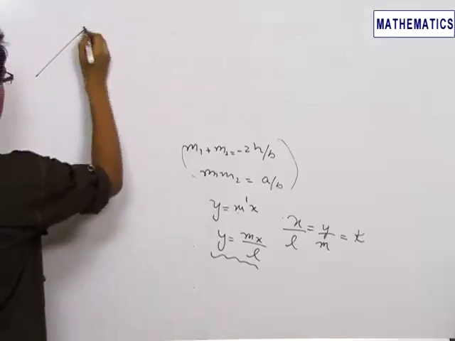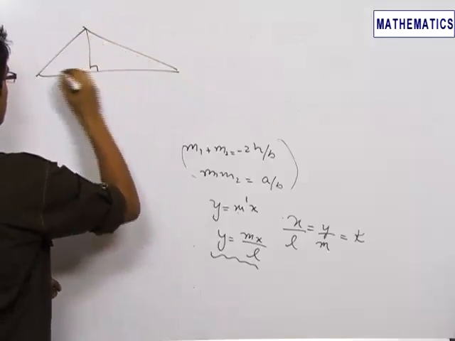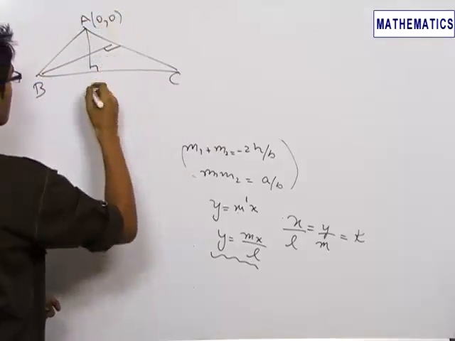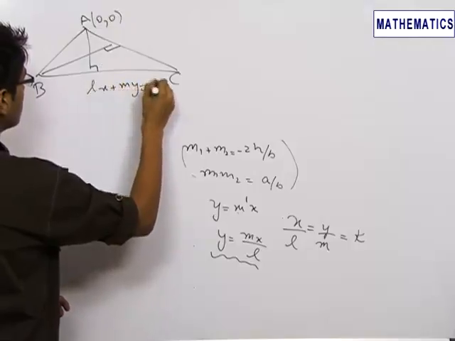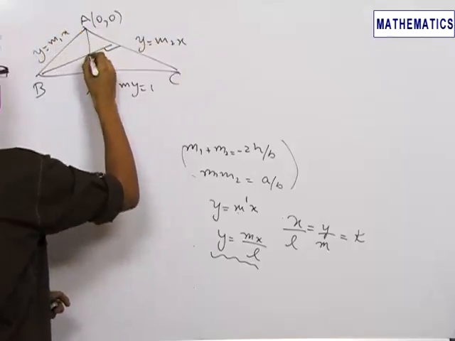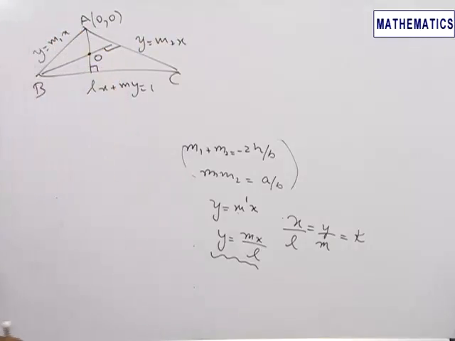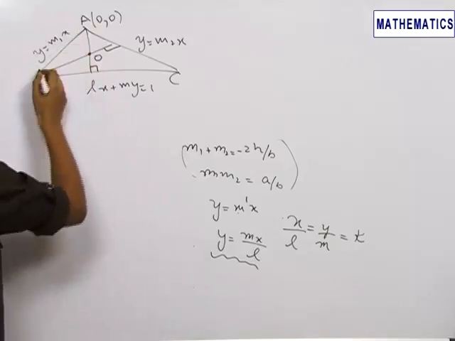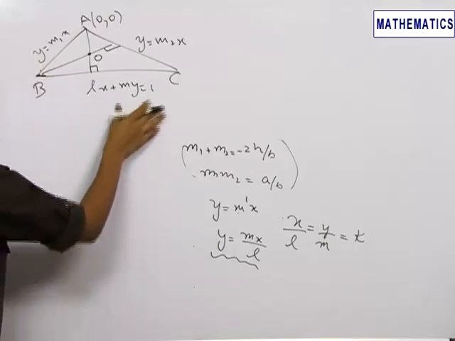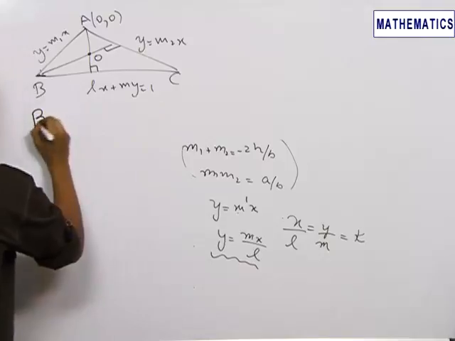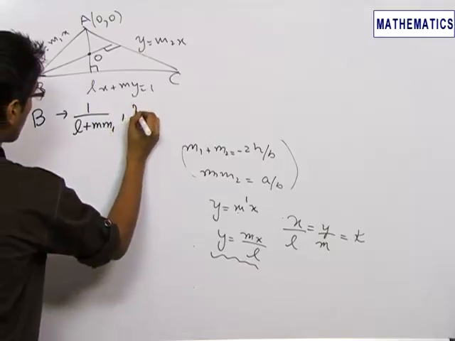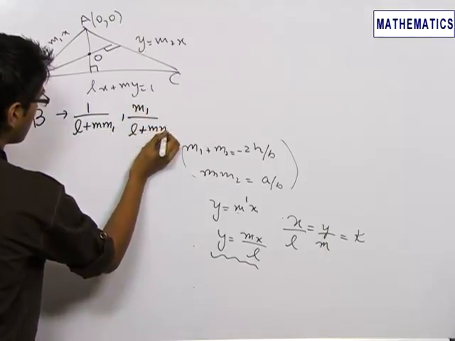Let us redraw the triangle again. A, B, C, (0, 0), Lx plus My equals 1, y equals m2x, y equals m1x, and this was our orthocenter O. On solving the lines AB and BC, we can very easily get the coordinates of point B. So solving y equals m1x and Lx plus My equals 1, we get the coordinates of point B as 1 upon L plus mm1, m1 upon L plus mm1.